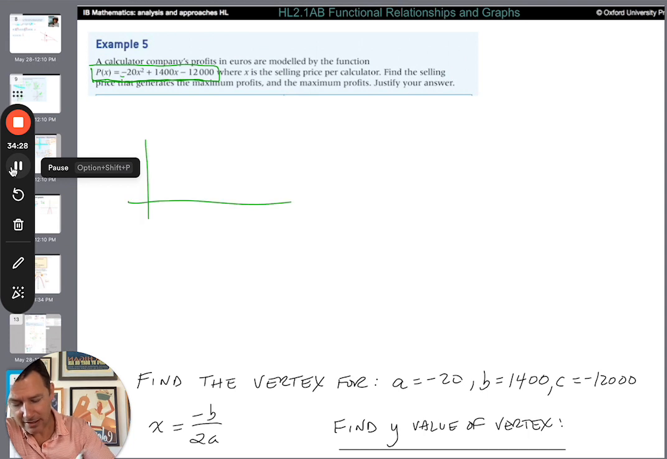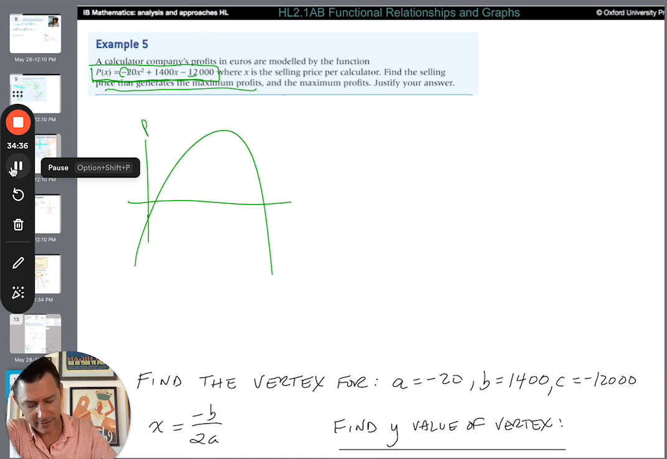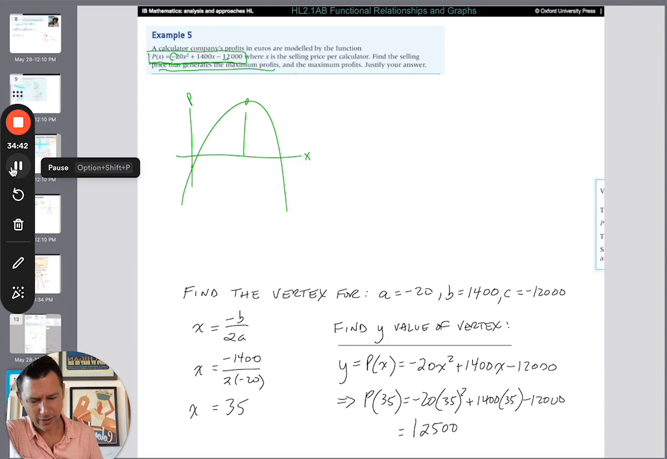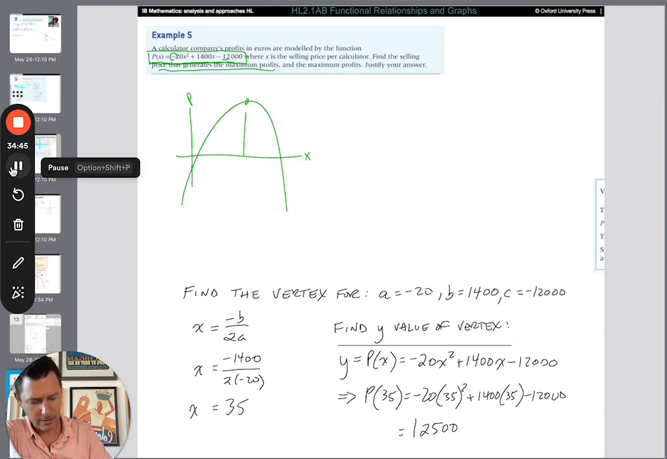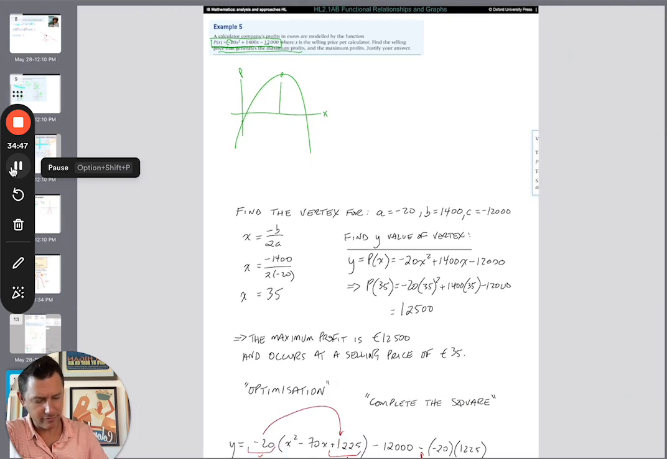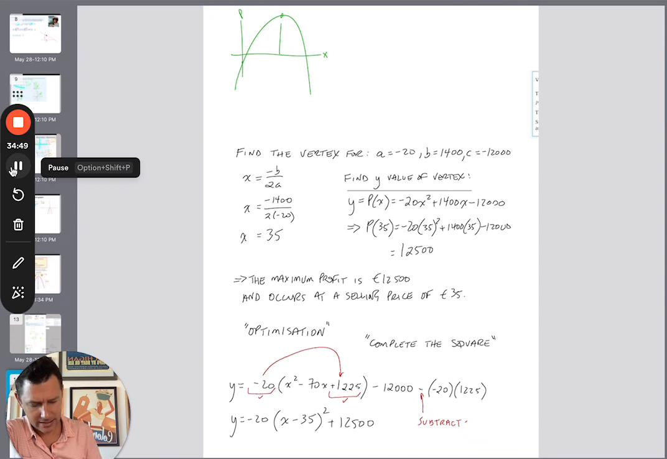I know this is negative, so it's flipped over, and it's starting down here, so it's going to look like something like that. We want to find the selling price that generates the maximum profit, and this is the X value, and so it should be right at the top. So what we can do is use the vertex. I don't want to complete the square on that. So let's find the vertex using negative b over 2a, and it ends up being 35. We steal b and a, and then we put the 35 into the function itself, and then find the profit.